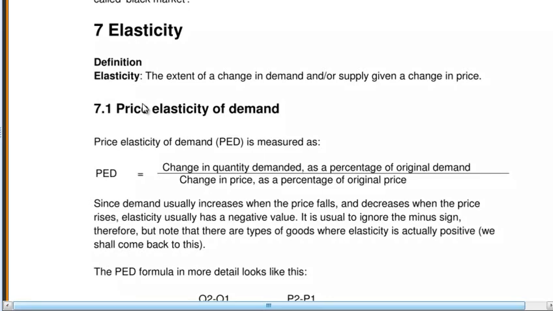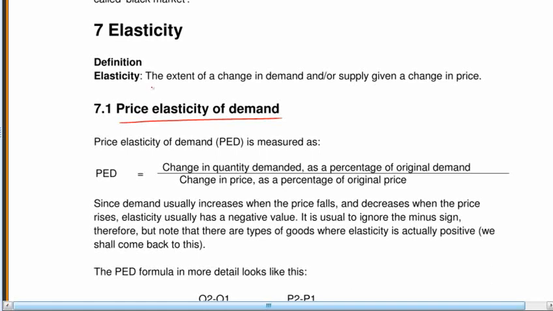Hello and welcome back to chapter 13. We're on to section 7 now, elasticity. So this is a continuation of the subject of demand and supply. So what is elasticity? Well, there are different types of elasticity actually. What we're going to do is start with this one, which is price elasticity of demand.